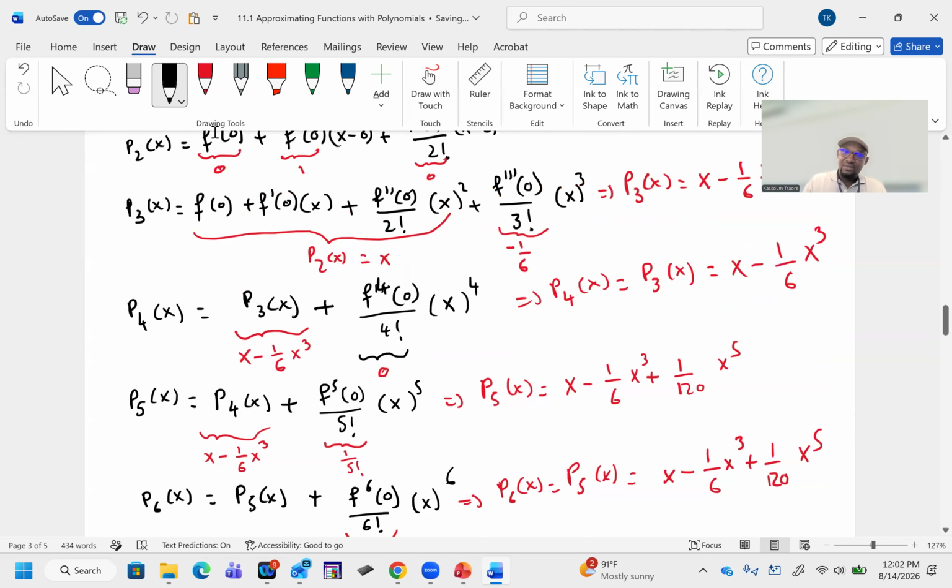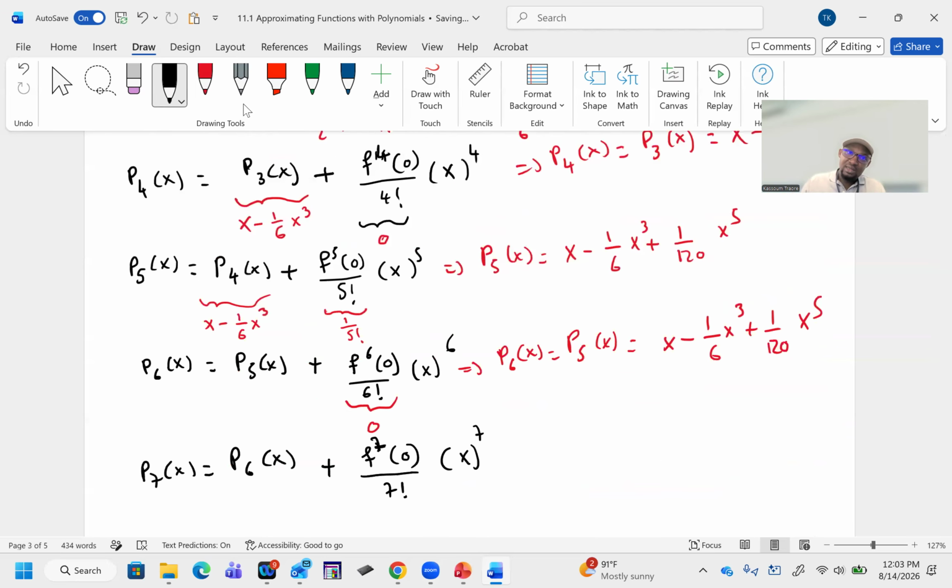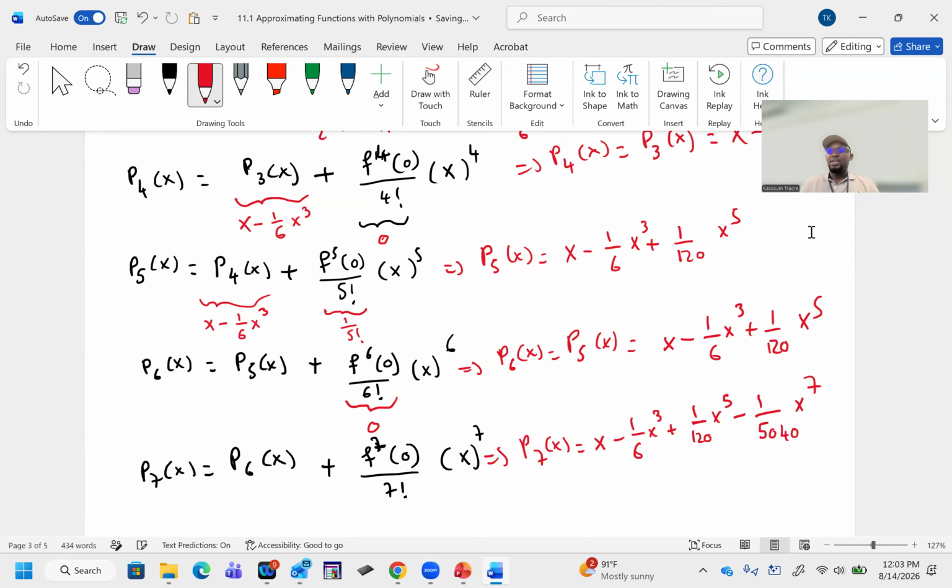So the seventh derivative of f of 0 is negative 1. So this means my p sub 7 of x will be equal to x minus 1 divided by 6x to the power of 3 plus 1 divided by 120 x to the power of 5 minus 1 divided by, use a calculator to find 7 factorial, which is 5040, x to the power of 7. And that's it.